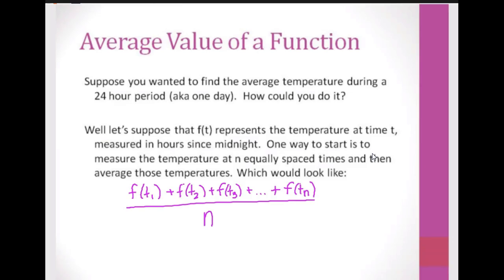Once you start to measure those temperatures at equally spaced times, then the average temperature becomes the sum of the temperatures taken divided by the total number of temperatures you took. So if I take the temperature 12 times, then I divide by 12. If I take it 24 times, then I divide by 24. And that would give me the average temperature over a period of time.